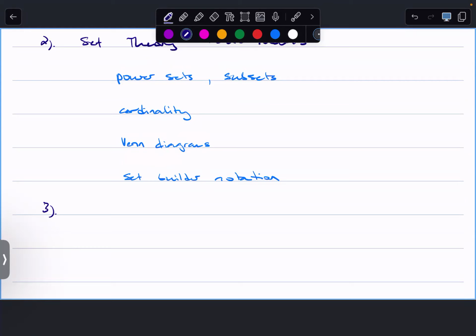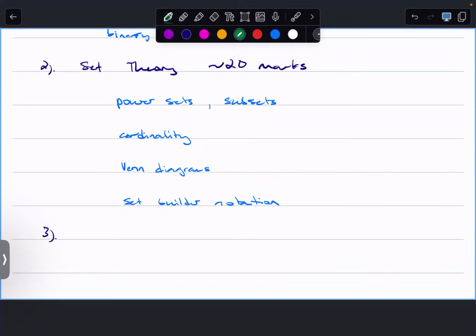This is chapter 1 of the textbook. Numeration systems isn't in the textbook, and so we just have my notes and the internet to go off of there, but I think that's probably plenty.